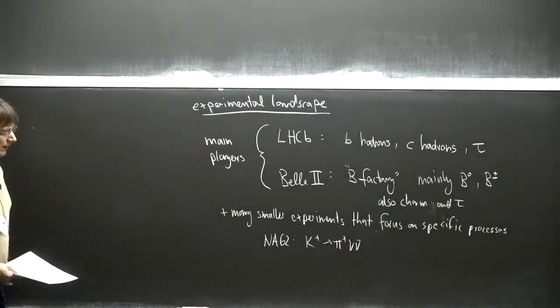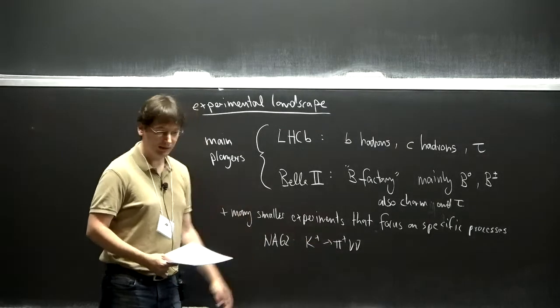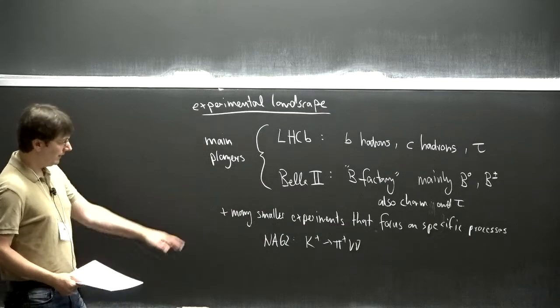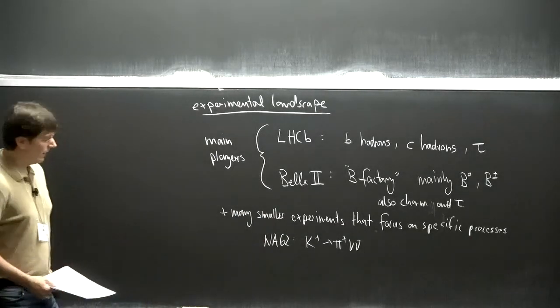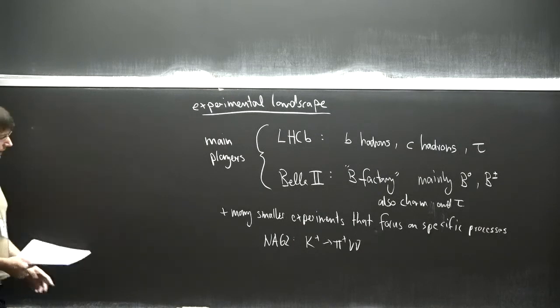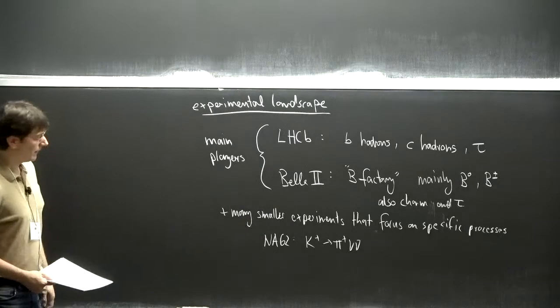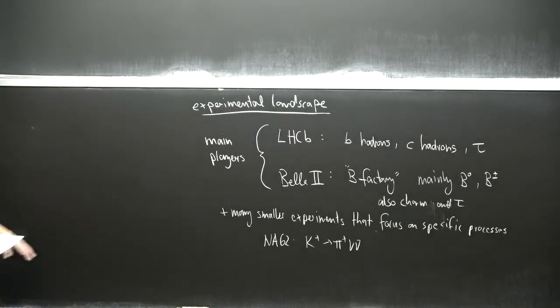So far, this decay has not been observed. They're starting to have evidence for this decay, but it's an interesting process and, in principle, an interesting probe of new physics. And the goal of NA62 is to measure that with pretty high precision at the standard model rate. Yes?